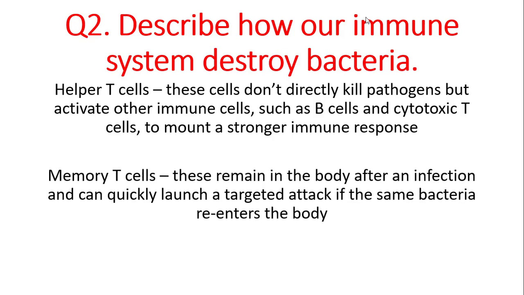Then we also have memory T cells. These remain in the body after infection and can quickly launch a targeted attack if the same bacteria re-enters the body. This is where the immune system gets its strength from: the memory aspect of it, that it can recognize these antigens and mount the appropriate response next time.